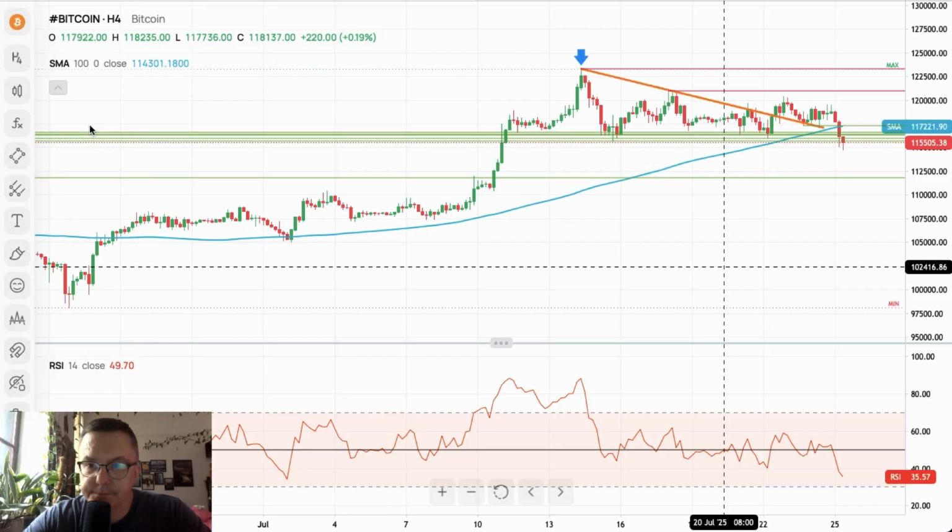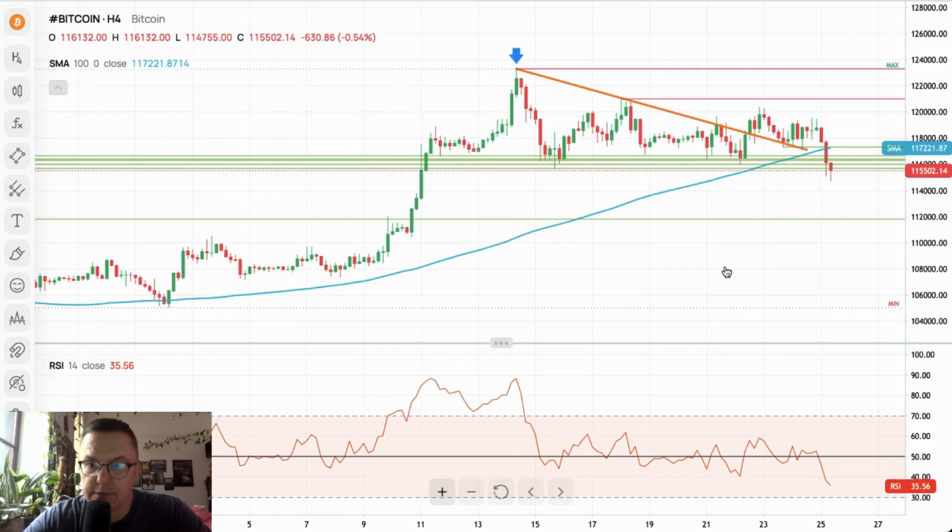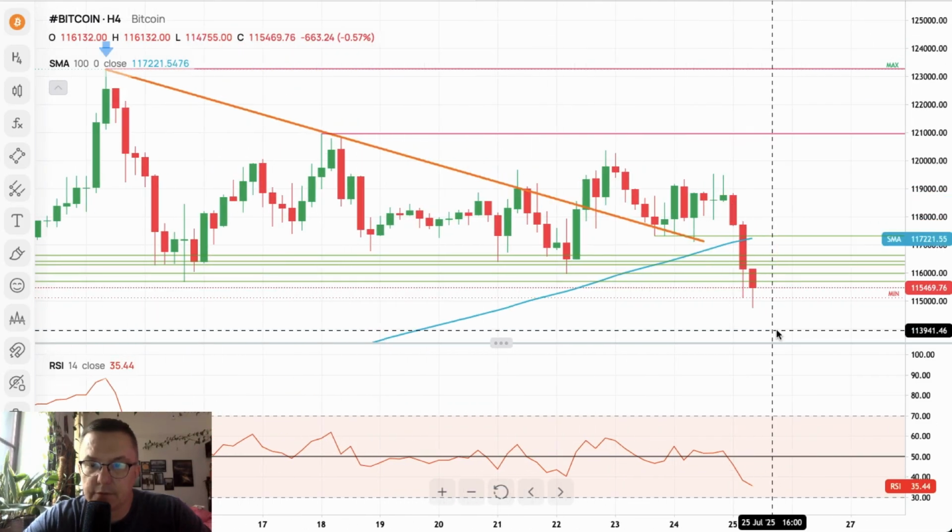Bitcoin. The Bitcoin unfortunately broke below the level of technical support, so now we will just, there you go, we will just zoom in.